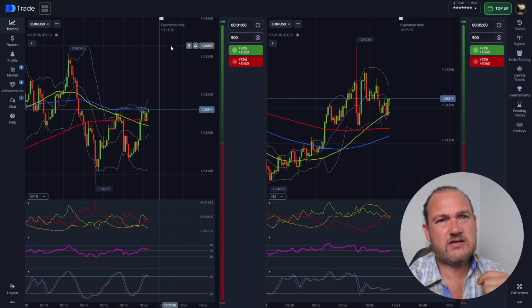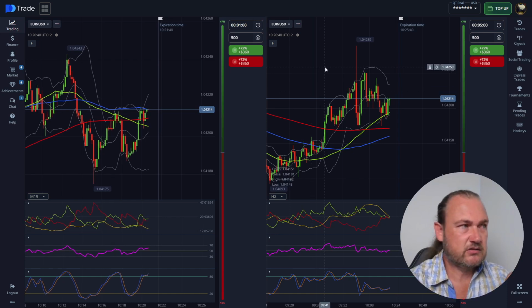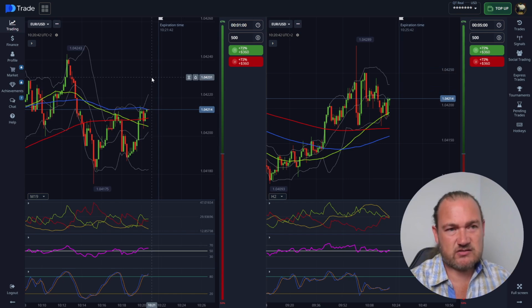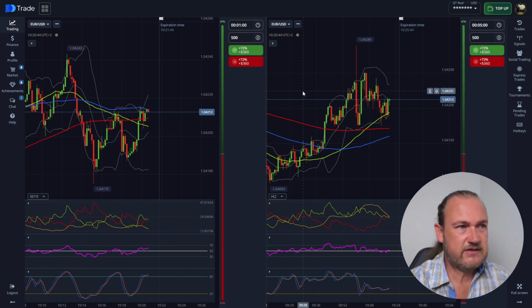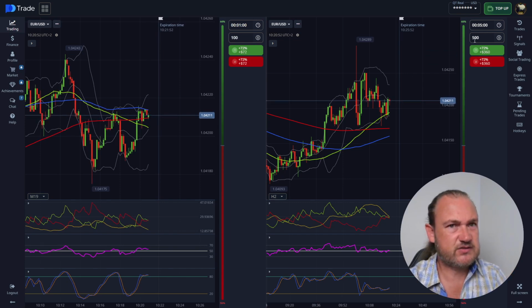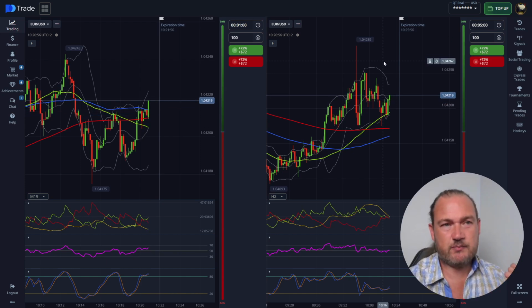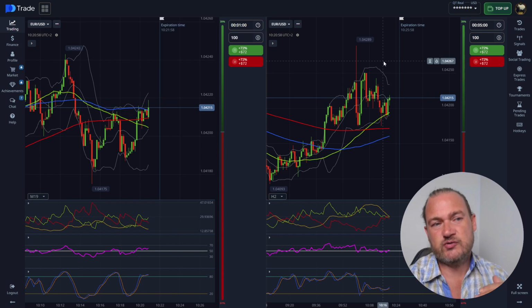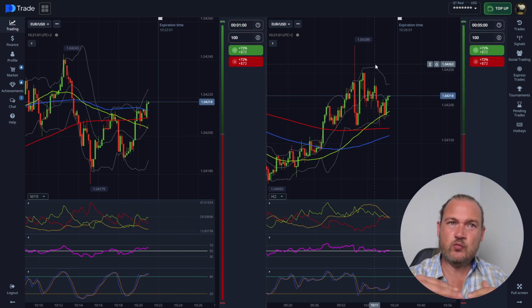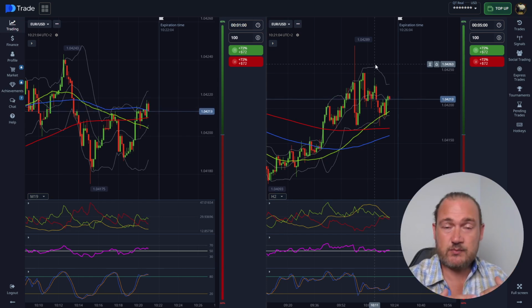Okay, so right now we are on Euro USD. I've got a 10-second chart on the left and a 1-minute chart on the right. The payouts are low at the moment, so as you guys know, I will lower my trade size when this happens. The reason being, when the payouts are really low, your win rate needs to be a lot higher to be profitable.